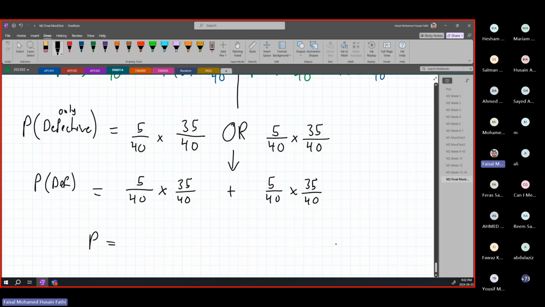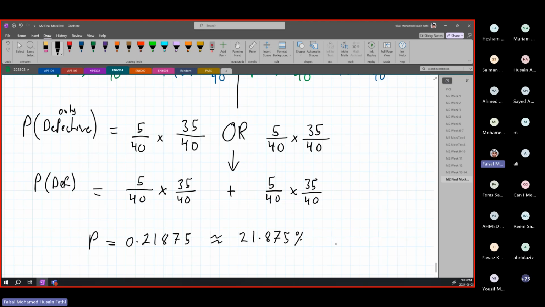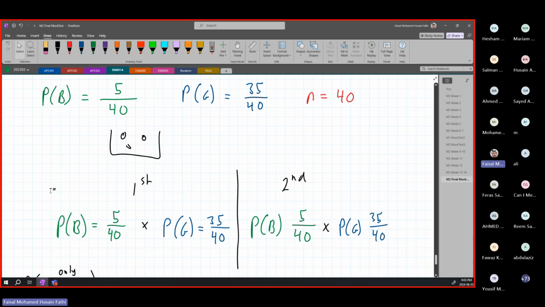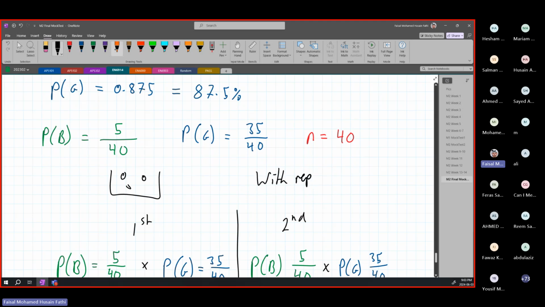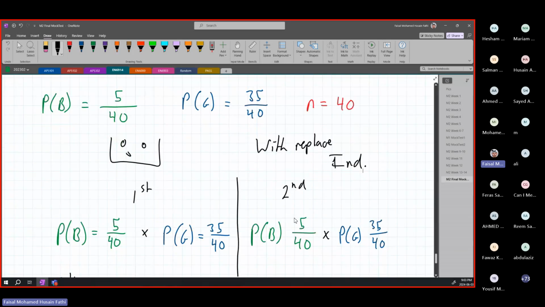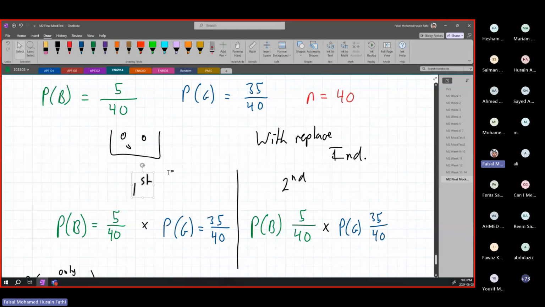You just multiply. So 5 over 40 times 35 over 40 plus 5 over 40 times 35 over 40 is 0.21875, or you can say this is a 21.875% chance to get only one defective. All right. So again, what I did was we found our probabilities. This is with replacement. Keep in mind, this is with replacement, meaning this is an independent event. Meaning our first and second choices do not affect each other. The second choice does not affect the first choice.